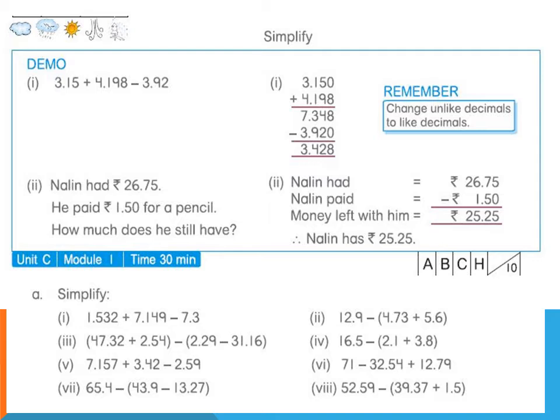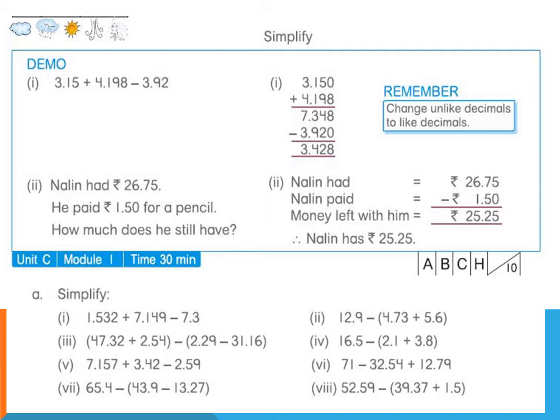Now look at the rightmost part, the remember part. Change unlike decimals to like decimals. Now what are like and unlike decimals? The decimal numbers which have the same number of digits after the decimal point are like decimals.